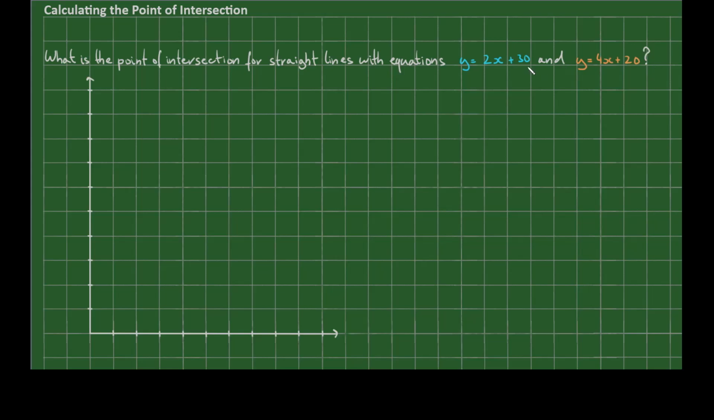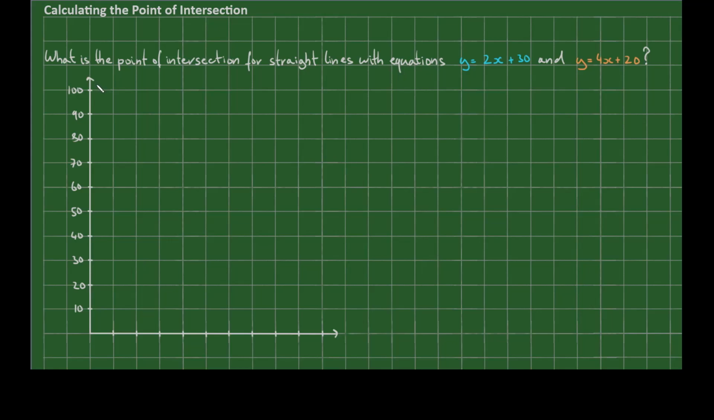If I look at the y-intercept for both of these equations, 30 for blue and 20 for orange, both of them are in their tens. And because my y-intercepts are in their tens, those are going to be my intervals on the y-axis. So here they are, 10, 20, 30, and so on.